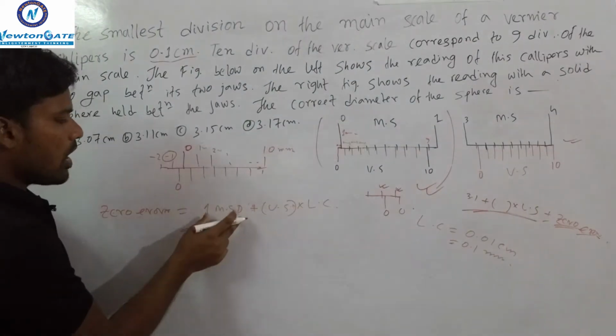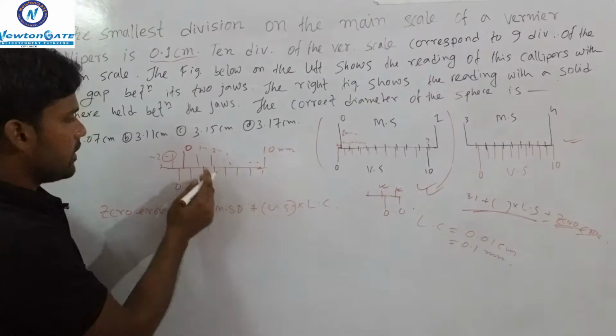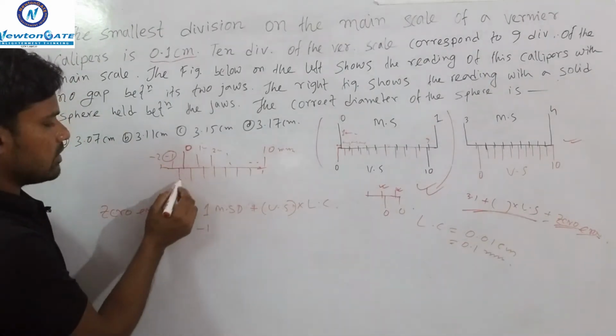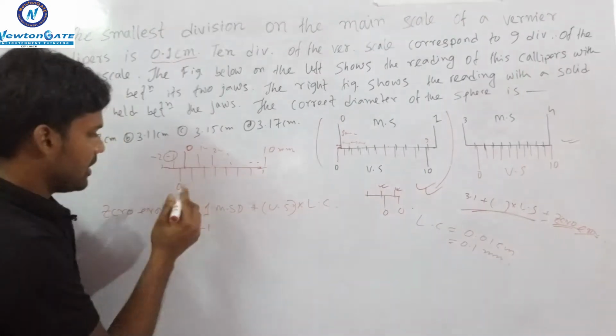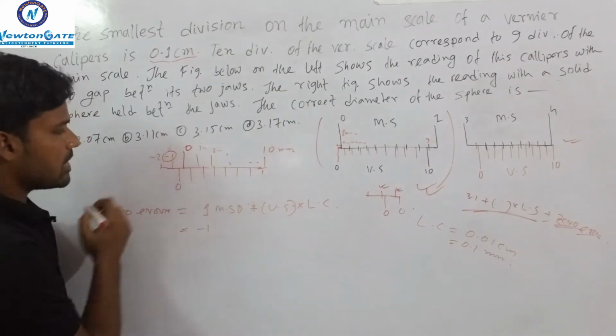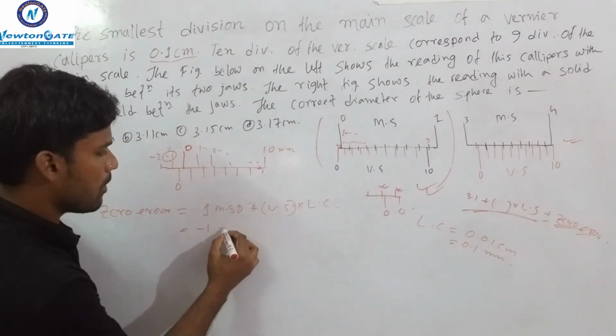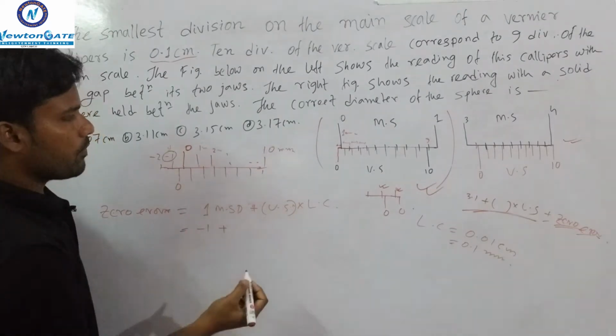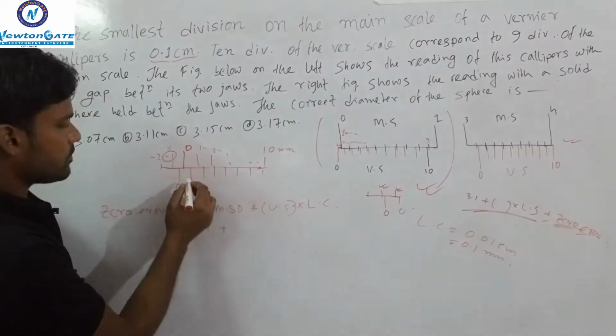Okay, so one main scale reading is given here. As we know, the 0, just think about it, the 0 has just crossed -1 of the main scale reading. That means the main scale reading is -1 plus vernier scale reading. What is the vernier scale reading?